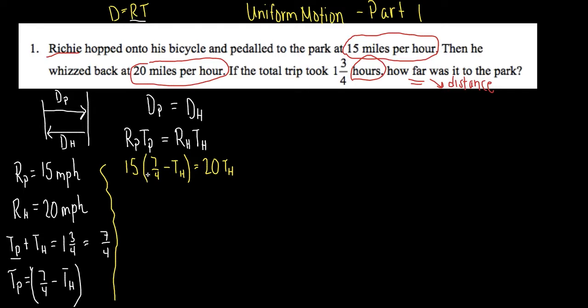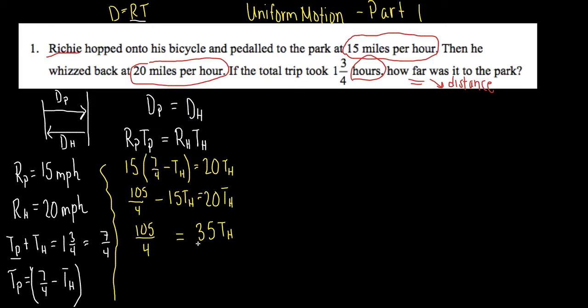So I can go ahead and use the distributive property, doing 15 times 7, which is 105. I have 105 fourths. And then I do 15 times negative th, which is negative 15 th equals 20 th. So the rest of it is just solving equations, which we all know how to do. And then I add 15 th to both sides, and I get 105 over 4 is equal to 35 th.